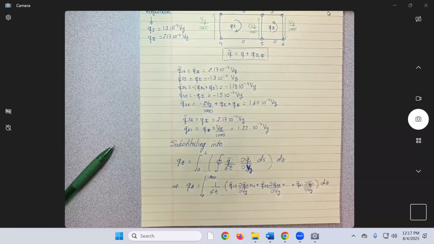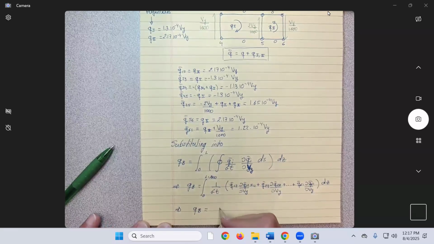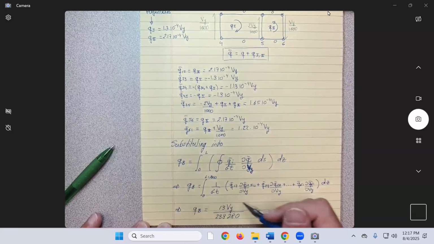You understand this equation here? I'm just substituting. I'm doing here the Q bar times the partial Q bar with respect to Vy, and I factor out the GT. If you do this calculation, I highly recommend doing it with MATLAB. You get that Q B equal to 13 Vy divided by 238,280. And this will be the deformation.